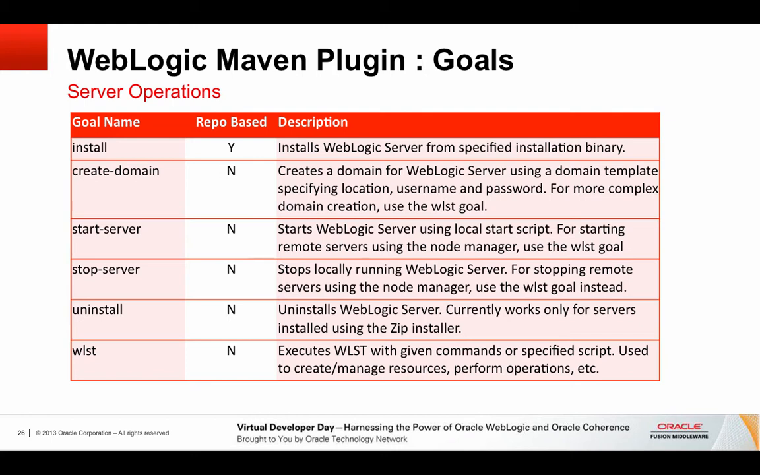We can start a server and we can stop a server, so this is important as part of a testing lifecycle at times. We can currently uninstall a WebLogic server instance that has been installed with the zip installer. We're looking at enhancing that to support also the generic based installer in subsequent releases. And again, we can execute WLST. So given commands or a specified script, we'll fire up WLST and execute those things against a target server. This is pretty useful for creating and managing resources, JMS, destinations, connection factories, etc.